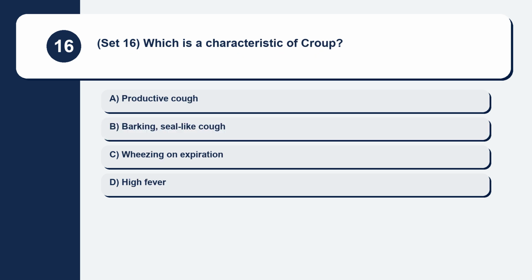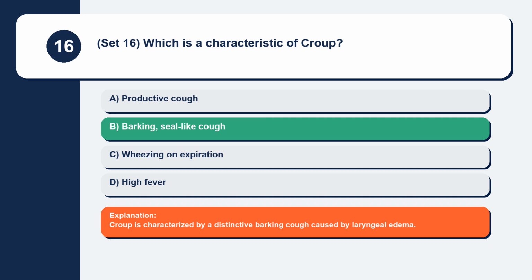Question 16. Set 16. Which is a characteristic of croup? Productive cough, barking, seal-like cough, wheezing on expiration, high fever. Croup is characterized by a distinctive barking cough caused by laryngeal edema.